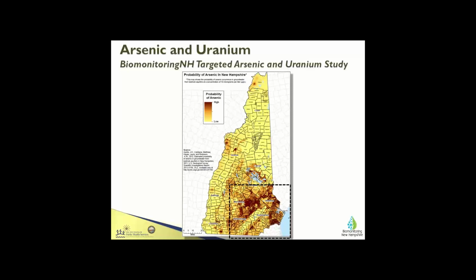New Hampshire has a high potential for natural arsenic contamination of the groundwater aquifer due to normal wearing of rocks and minerals. There is also potential for man-made contamination due to New Hampshire's farming history and previous usage of pesticides that contained arsenic. We conducted a biomonitoring study evaluating arsenic and uranium in people who had private wells, and this highlighted this boxed area of New Hampshire because they were at increased risk for high levels of arsenic in their groundwater based off of this modeling done by the U.S. Geological Survey.